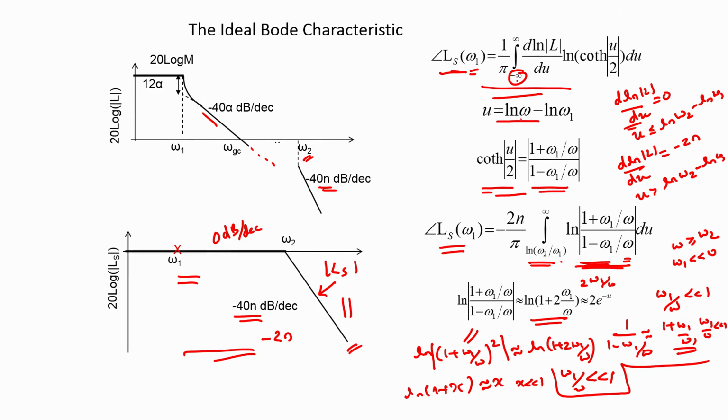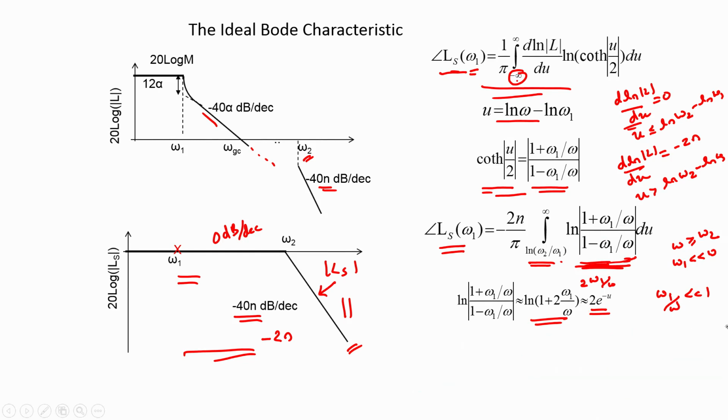and noting that u is equal to ln of omega minus ln of omega 1, we would conclude that 2 times omega 1 by omega is essentially equal to 2 times e to the power minus u. So this is how we are able to reduce the expression that is being integrated to the term 2 times e to the power minus u.